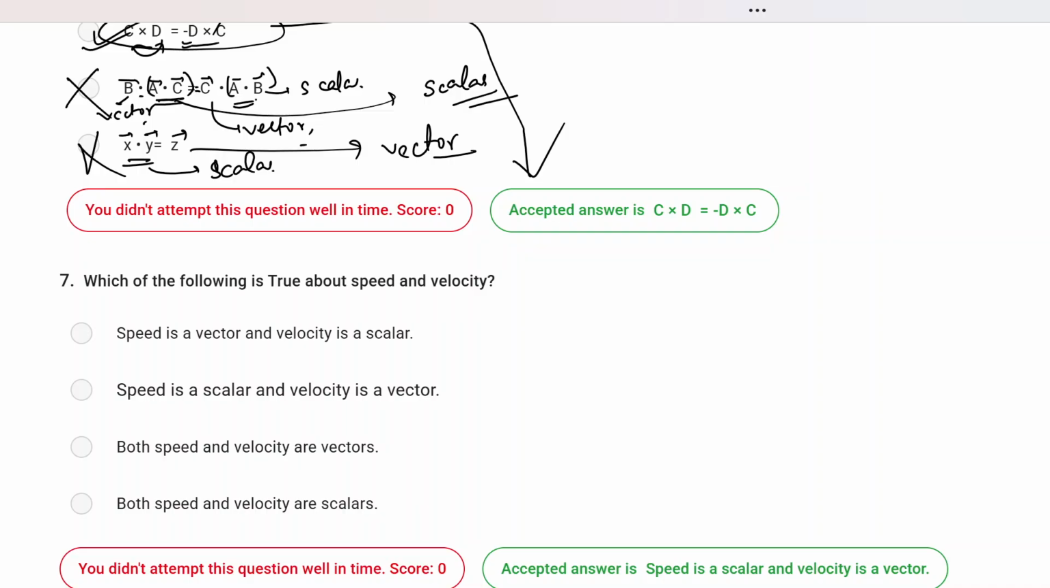As soon as you see that, you know that this is the vector and this is a velocity. And speed is nothing but a value. It is not a vector. So here, speed is a scalar and velocity is a vector is the correct answer.